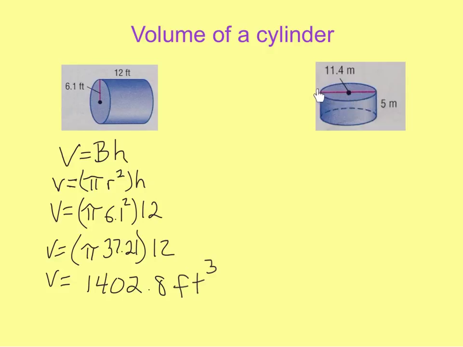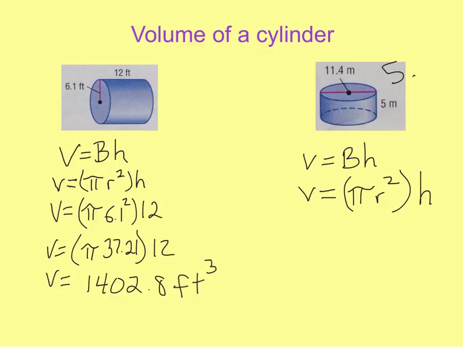Now if I take a look at this one over here, notice that I don't have a radius. This time I have a diameter. This line goes from one end to the other, so that's a diameter. I start with my formula, volume equals big B times h, and I know to find the area of this circle, it's pi r squared. But remember now, this is not the radius, this is a diameter. A radius goes from the halfway point to the end, so I have to take half of this number. So I'll do 11.4 divided by 2, and I get 5.7 as my radius.